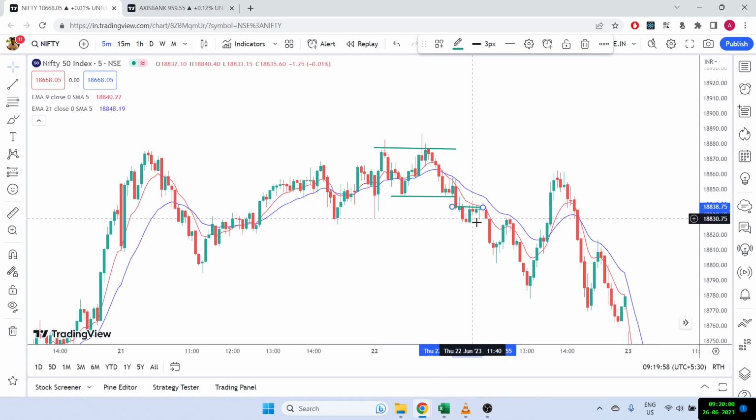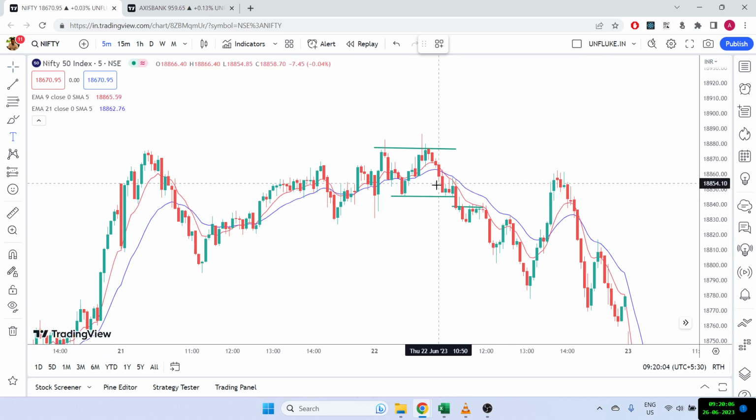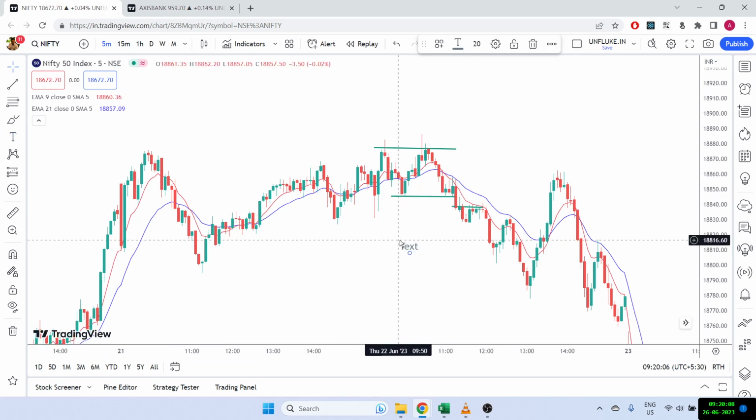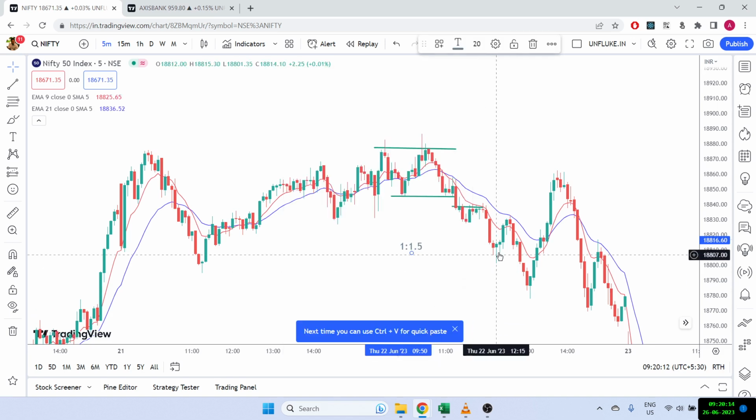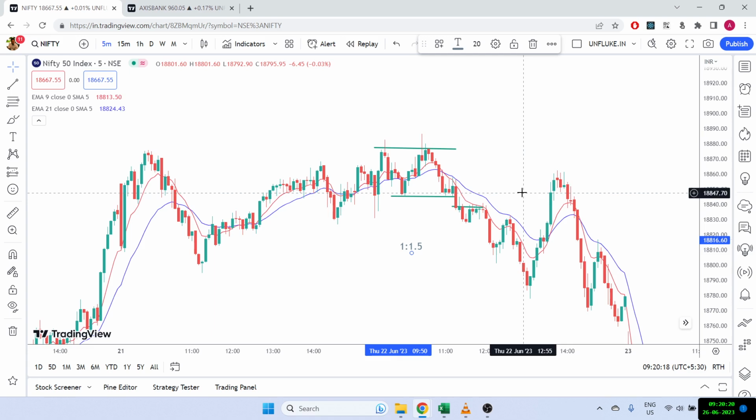So that is my stop loss, and I would generally trade it with at least 1:1.5. So that will be my risk to reward. If my risk is about 20 points, I'll go with a reward of 30. So 1:1.5 is my risk to reward. In this case, you'll notice that we would have gotten an exit somewhere here. Let's take a couple more examples.